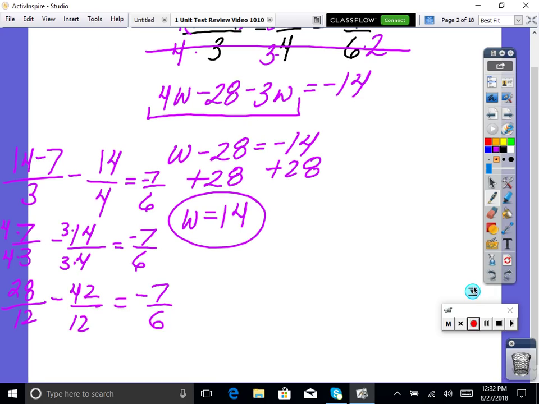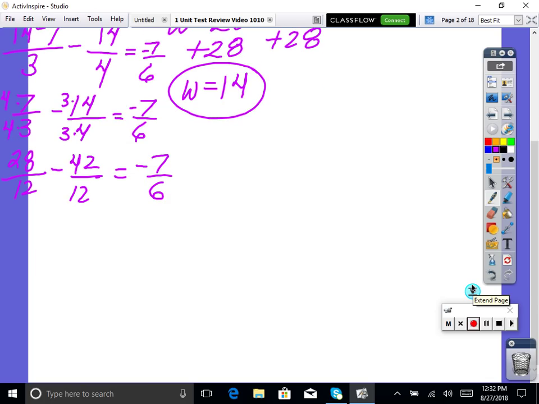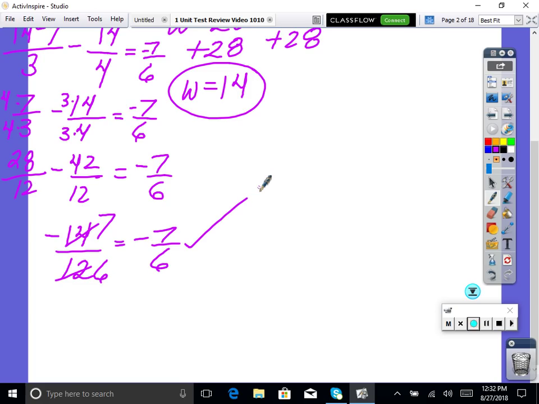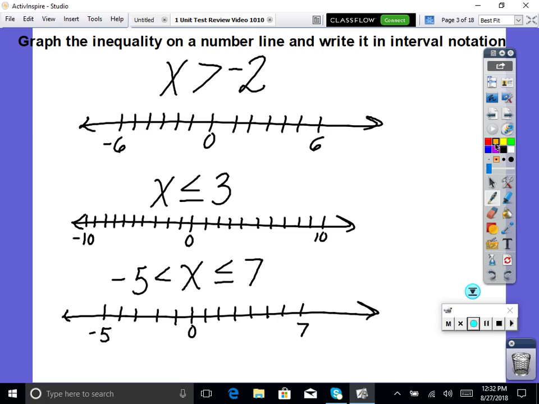This is just me checking my answer, showing you how you could do it. Then I would need to do 28 minus 42. Now we can write it over one fraction. So -14 over 12 equals -7 over 6. That fraction can simplify. They both can divide by 2. If I divide by 2, this becomes a 7. If I divide by 2, this becomes a 6. So -7/6. It did work. If you want to check your answers, do that appropriately.